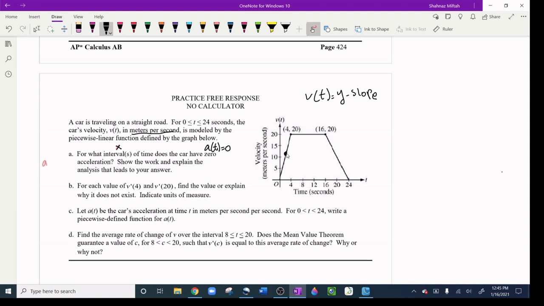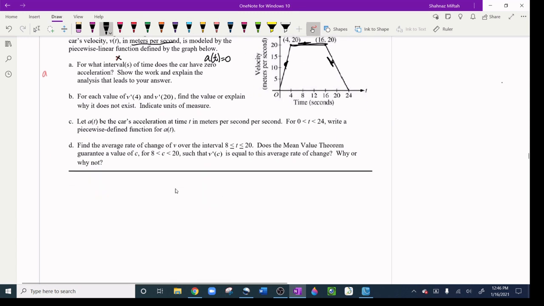If I draw tangent lines here, it's positive. When I draw a tangent line here, these are negative. But when I draw tangent lines over here, that's all 0. It's horizontal. So from 4 to 16, I have acceleration 0.